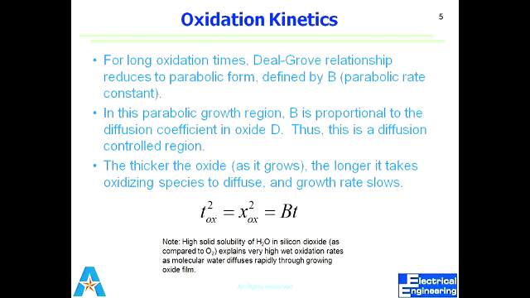B is actually the parabolic rate constant. Okay, now the second line, you should be able to understand that in this parabolic growth, B is proportional to the diffusion coefficient in oxide. Thus, this is a diffusion controlled region.